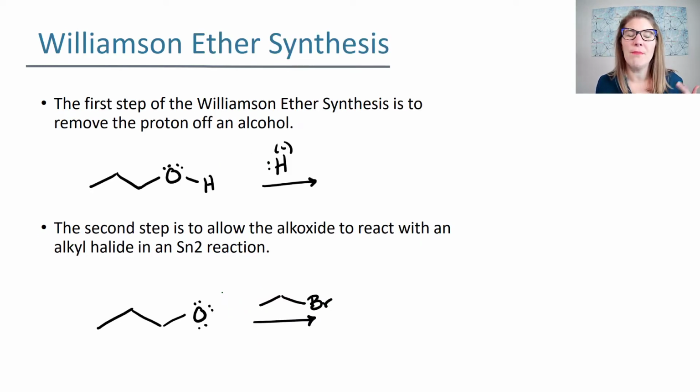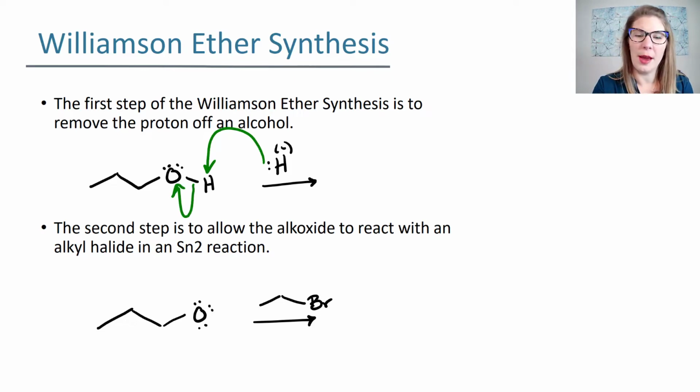Let's look at how we're going to make ethers. What happens when we make ethers is a reaction called the Williamson ether synthesis, and it's actually just two different reactions you've already learned put together. The first one is an acid-base reaction where you use a good base to pull off the acidic proton on an alcohol, right? So we just do this.